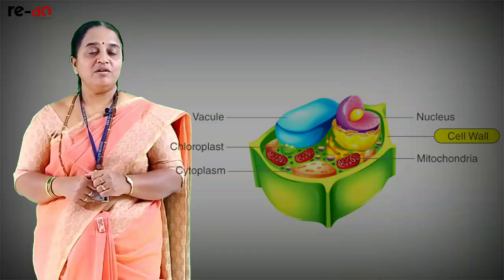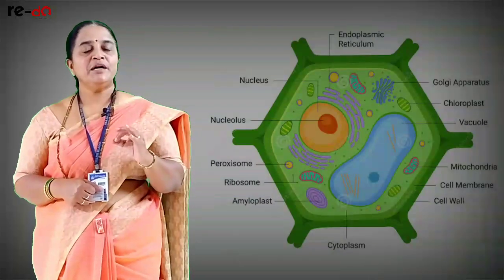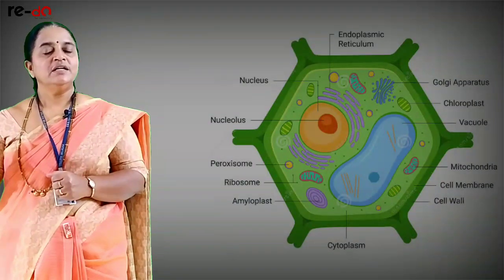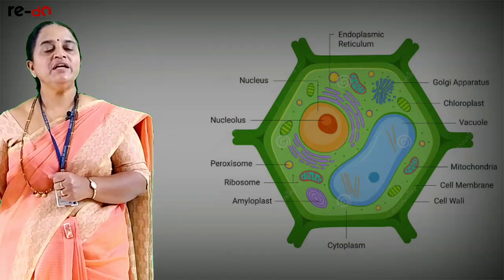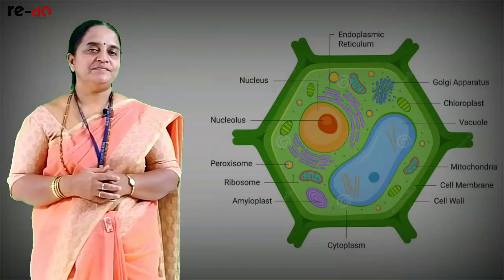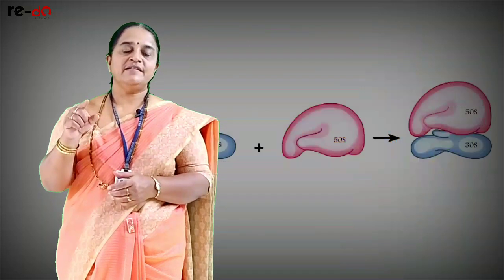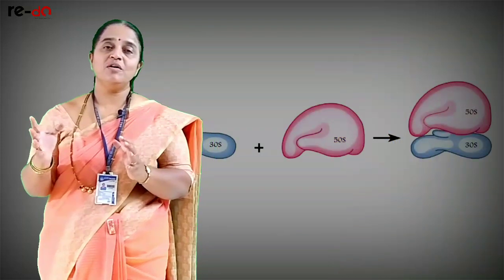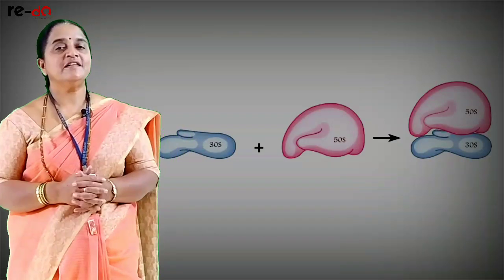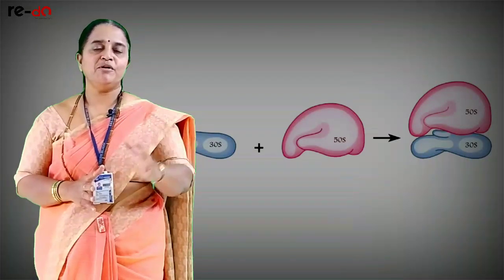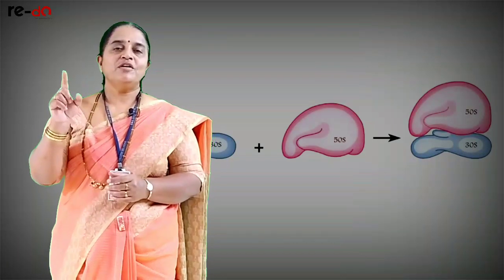Coming to the outermost protective layer, the cell wall. This cell wall is made up of a special compound known as peptidoglycan. It is also called murein or muramic acid. Only ribosomes are found. It is 70S. Now what this 70S means, I will explain in the topic cell structure and function, not now. You have to just remember the name of the organelle and its configuration, 70S.